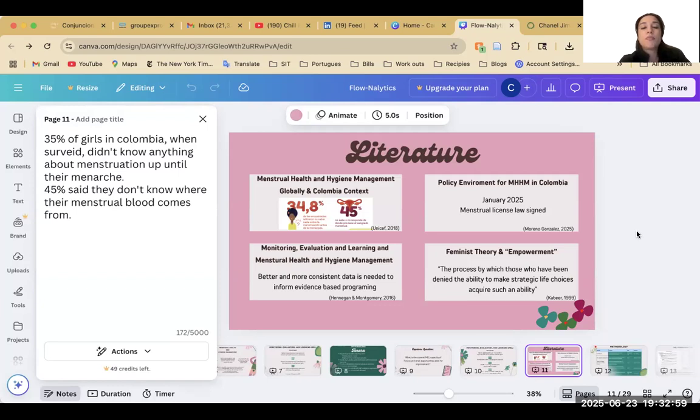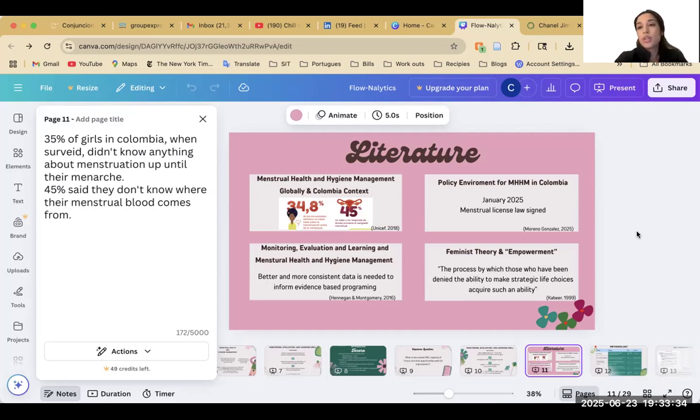So one of the points here, from UNICEF in 2018, says that 35% of girls in Colombia, when surveyed, didn't know anything about menstruation until their menarche. Think about that, that's more than one third of girls. You have three girls in a friend group, and one of them will not know what's going on until they're bleeding. Nobody has said anything. They think life is great, and then they start bleeding.